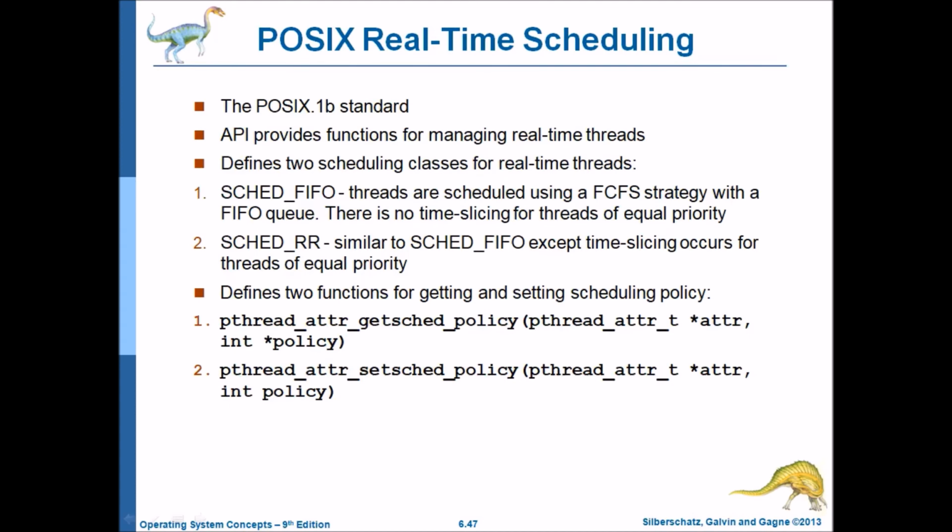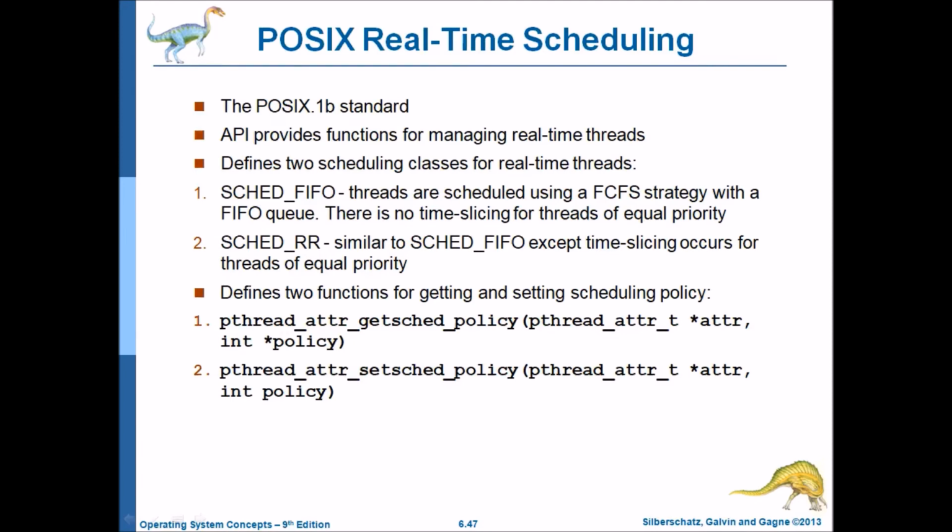And so next we have the POSIX real-time scheduling. So the POSIX standard also provides extensions for real-time computing, the POSIX 1B standard. So here we cover some of the POSIX API related to scheduling real-time threads. So POSIX defines two scheduling classes for real-time threads, the SCHED_FIFO and the SCHED_RR.